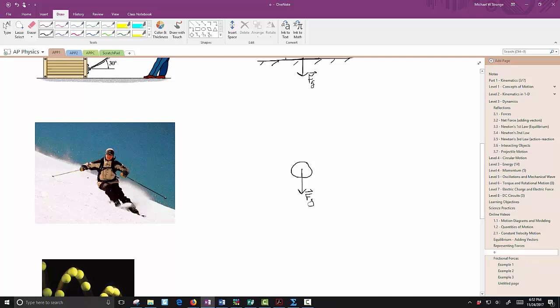Now it's the normal. And so what you have to remember is that the normal is always perpendicular to the surface. So the normal is going to be pointed in this direction, perpendicular to the surface. So my normal is actually going to be off in this direction. I know that's not the right angle, but you get the idea. So this would be my normal force.